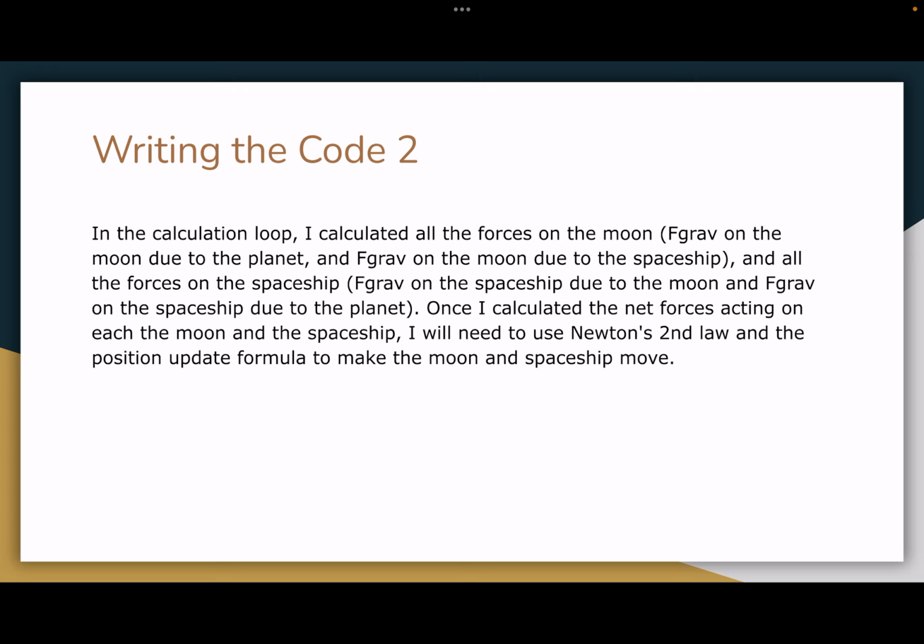And so in the calculation loop, I calculated all the forces on the moon, like F-grav on the moon due to the planet and F-grav on the moon due to the spaceship, and all the forces on the spaceship, like F-grav on the spaceship due to the moon and F-grav on the spaceship due to the planet. Once I calculated the net forces acting on each the moon and the spaceship, I will need to use Newton's second law and the position update formula to make the moon and spaceship move.